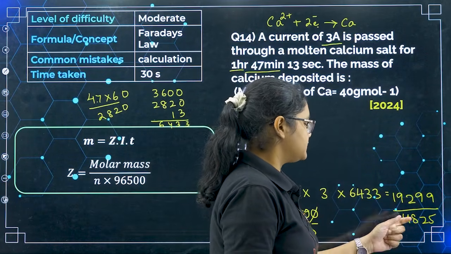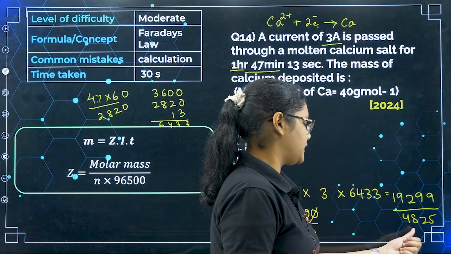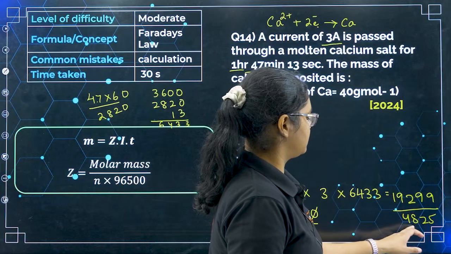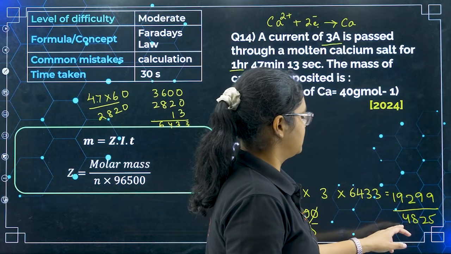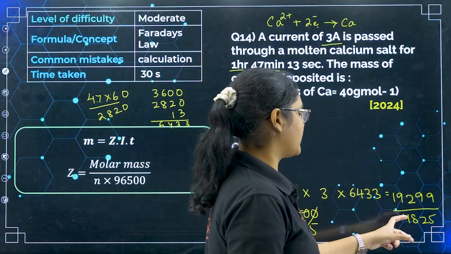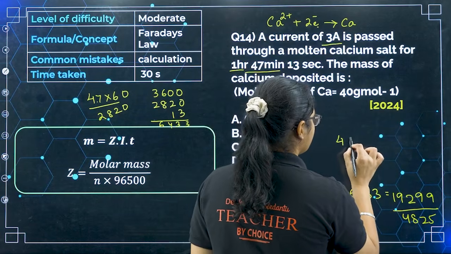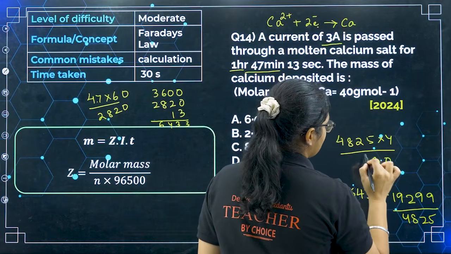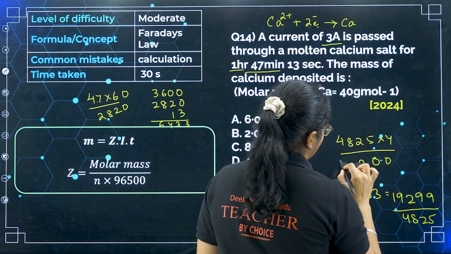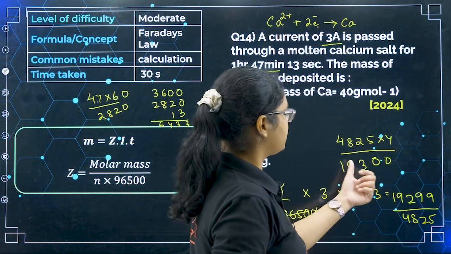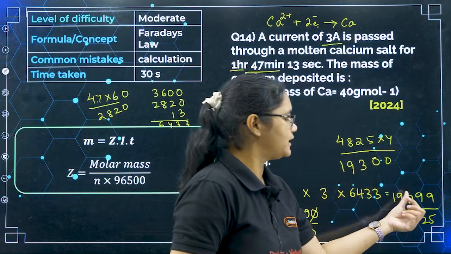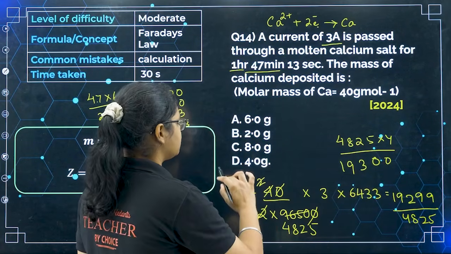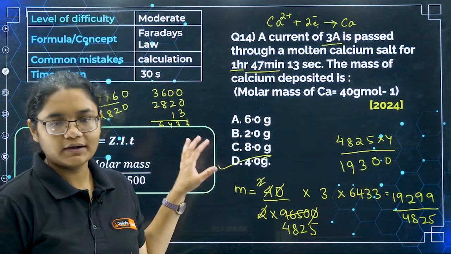Okay. So if you see, 4 6s are 24, 30. Can I take 4? 4 5s are 20, 4 6s are 24, 32. Yeah, somewhere around 4 I can get. Say 4825 into 4 will be how much? Okay, 19300, which is very, very close to 19299. So if you divide, you will get 3.9 something, which is approximately equal to 4. So option number D here.